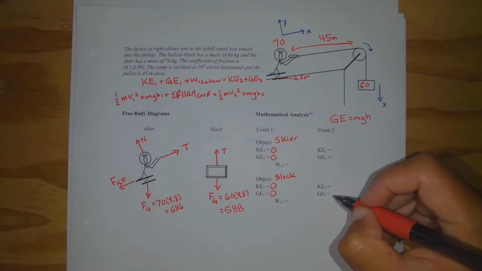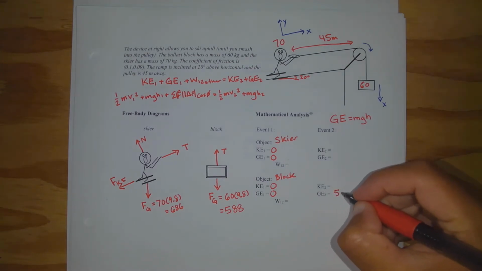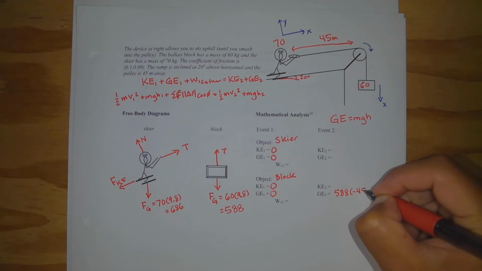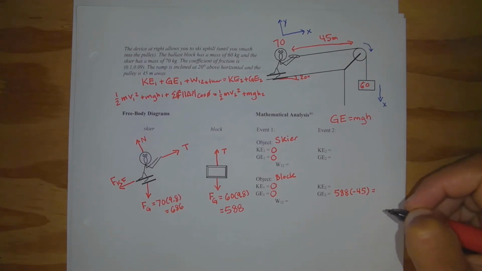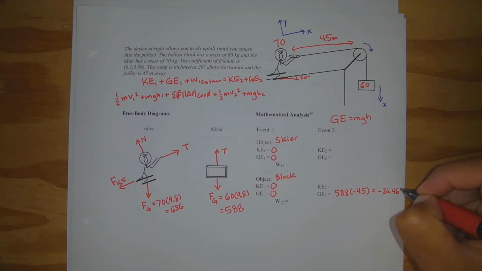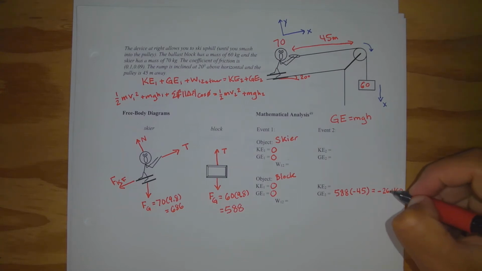So gravitational potential energy for the block is m times g times negative 45, and m times g is 588. So this is 588 times negative 45, and that gives me negative 26,460 joules. It's negative because I said it started at 0 and it goes downwards.